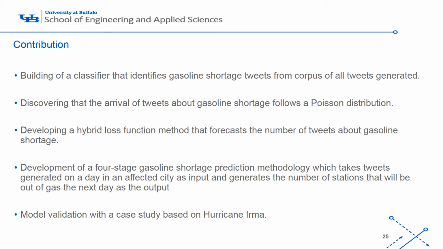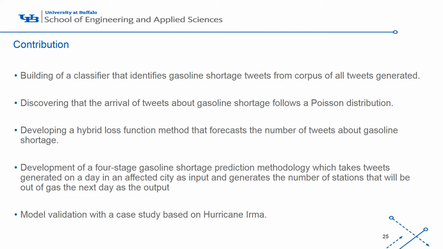Our aim was to build a classifier that identifies gasoline shortage tweets from a corpus of all tweets generated for an event. Our second contribution was discovering that the arrival of tweets about gasoline shortage follows a Poisson distribution. Our third contribution was developing a hybrid loss function method that forecasts the number of tweets about gasoline shortage.